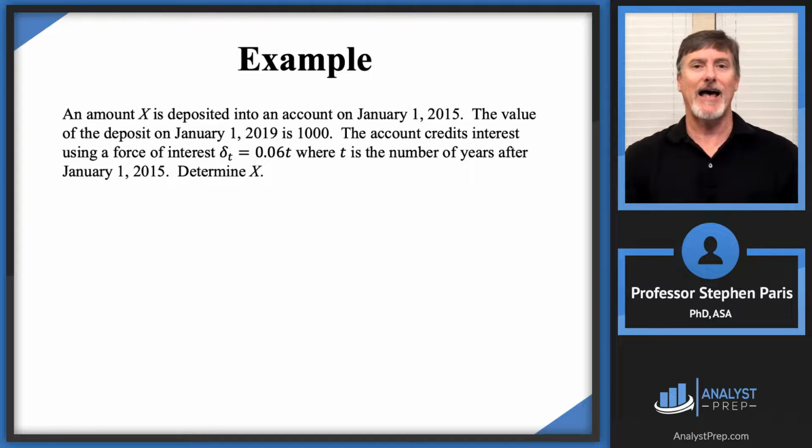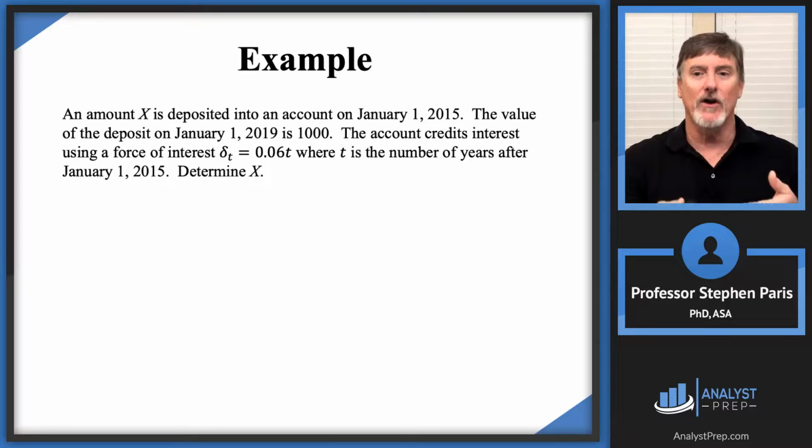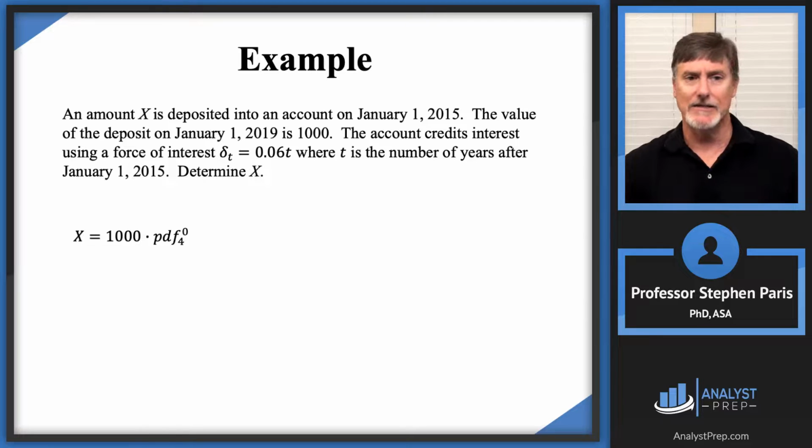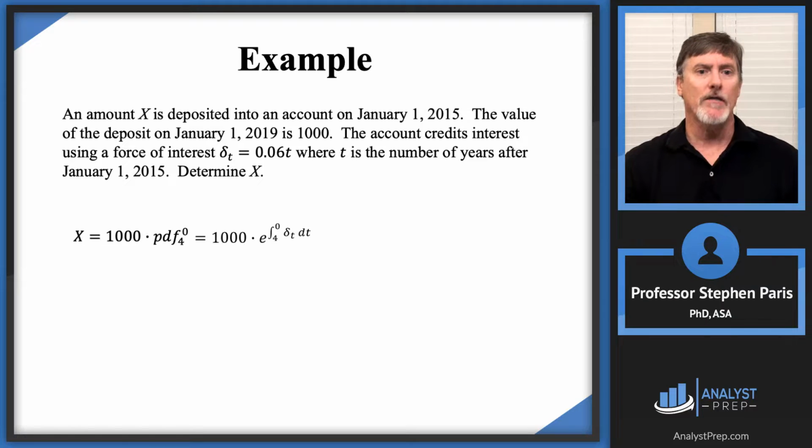Well, in that case, I have no choice but to just go through the longer process. There's no special case here. It's not a fraction. It's not going to fit into my special case. And so in this case, I would go through the process as I did just a little while ago. 1,000 times the periodic discount factor from 4 back to time 0. That would be 1,000 times e raised to the integral from 4 to 0 of delta t dt.